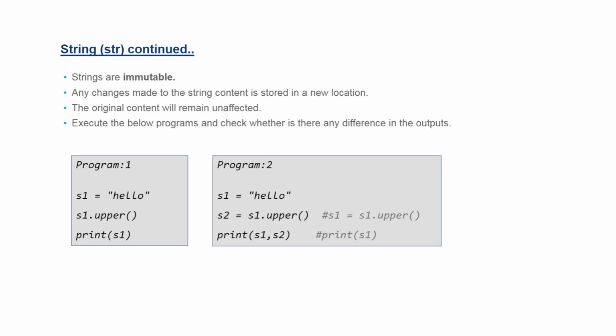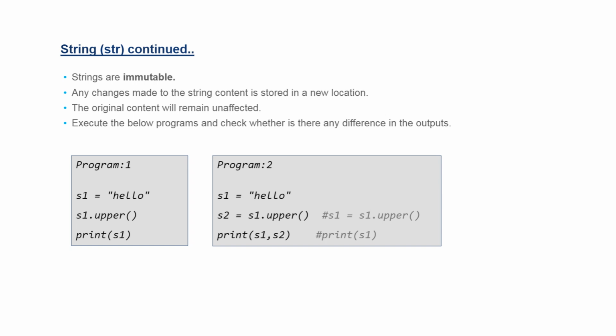Next, strings are immutable. Any changes made to the string content is stored in a new location. The original content will remain unaffected. Immutable means we cannot change. Execute the below programs and check. See, there are two programs below, program 1 and program 2. Let us discuss about program 1. Hello is assigned in S1.